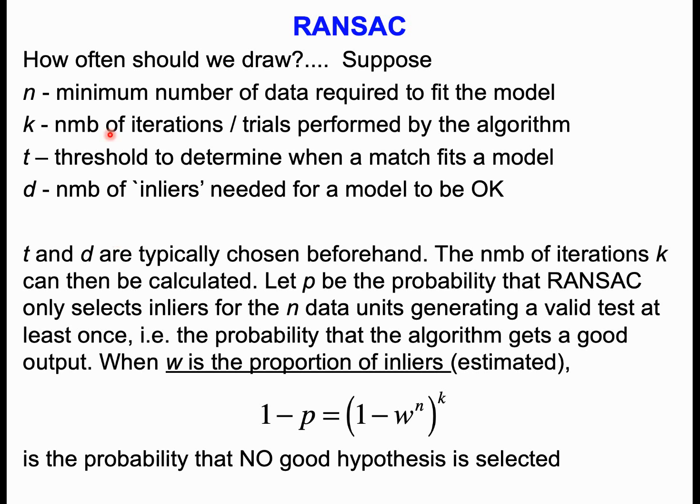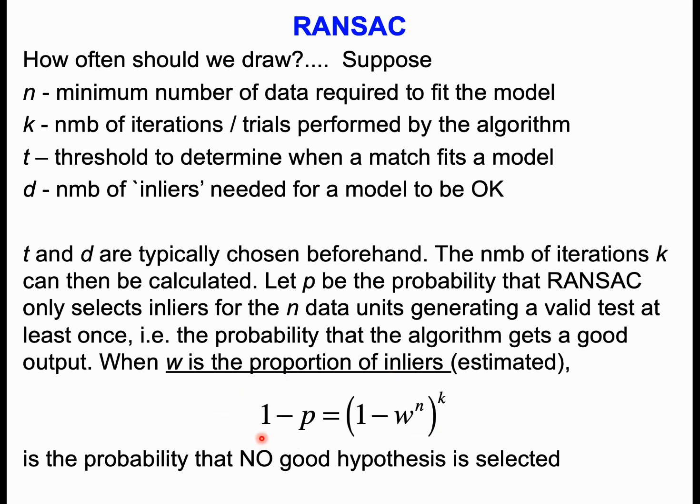The number of iterations K can actually be calculated quite easily. Let us assume that we basically look at the probability that RANSAC at one of the trials will only select inliers for n data units, generating a valid test at least once. So the probability that the algorithm gets a good output. So when W is the proportion of inliers, and obviously that should be estimated, we can assume that, for example, 40% of the matches should be inliers in any given 2 scenes. Then we can compute K based on this probability here.